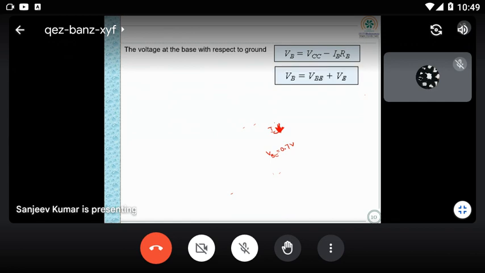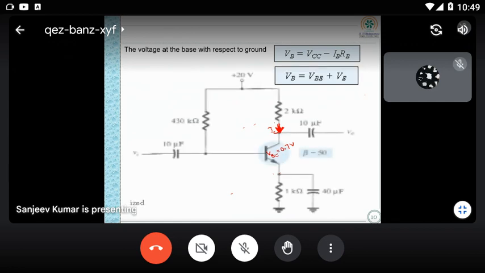Same thing once again, all these values. Now, based upon this, can you solve this question? Find out all the currents and voltages, because this is a circuit based upon the emitter bias method. And do it.